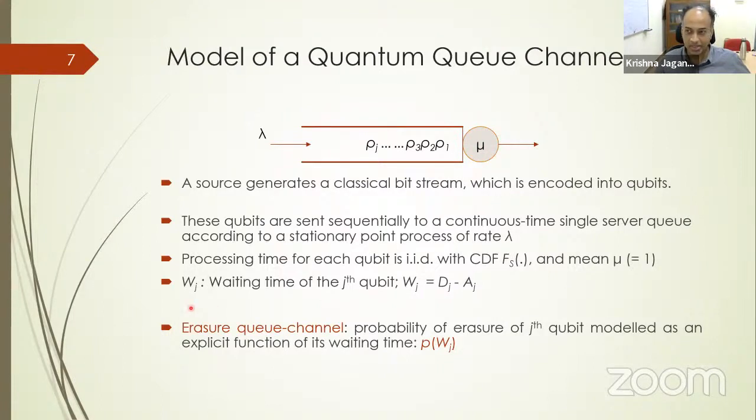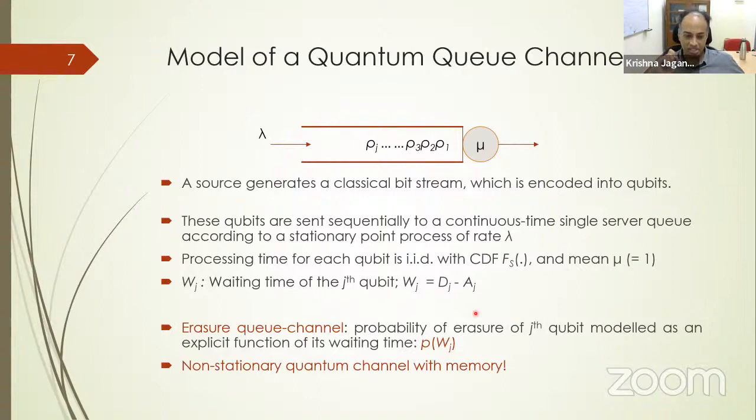So maybe, as a queuing person myself, I should not be saying waiting time for this. I should be saying sojourn time, right? But I will be saying waiting time, so please understand it as the total system time, total response time. Okay. All right, so this is the erasure Q channel.